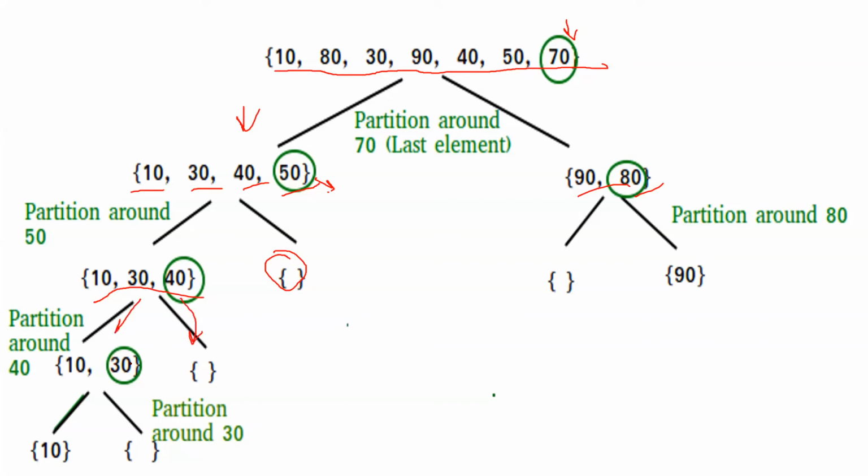Correct? Again, the new sub array is 10, 30. So 10 is smaller than 30 and 30 is the pivot element. So 10 will be in the left hand side. Okay. Coming to the next part.